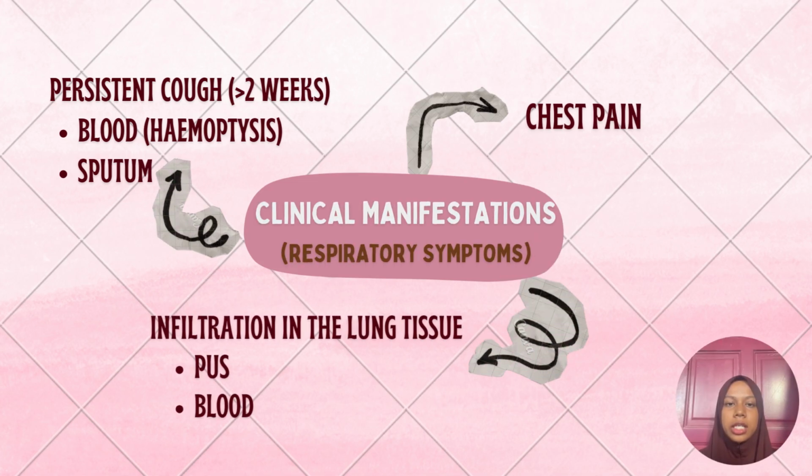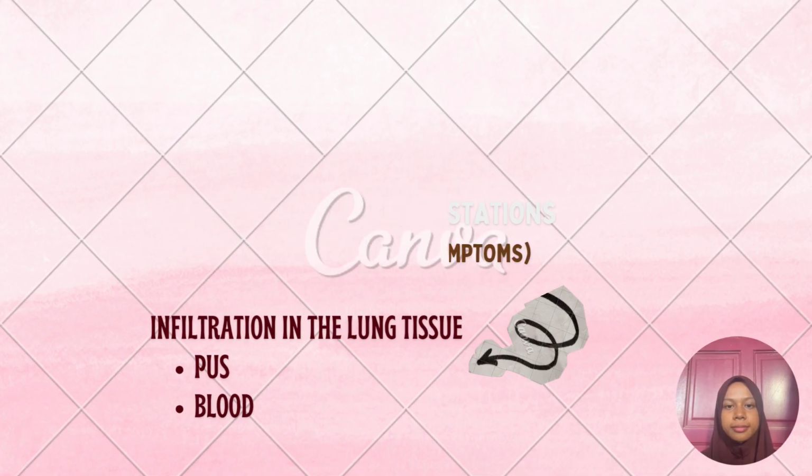Now I will explain the clinical manifestations of tuberculosis. So firstly, respiratory symptoms of tuberculosis often appear gradually but can be serious. A persistent cough of more than 2 weeks is a key warning sign and is sometimes accompanied by blood or sputum. The patient also may experience chest pain due to lung tissue damage, and medical imaging often reveals infiltrates in the lungs. In more severe cases, pus and blood may be present in secretions, reflecting ongoing infection and tissue breakdown.